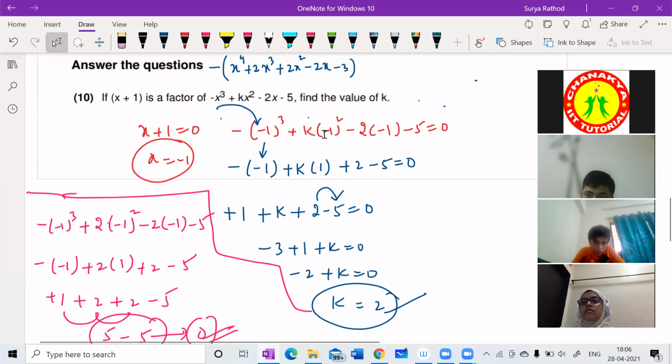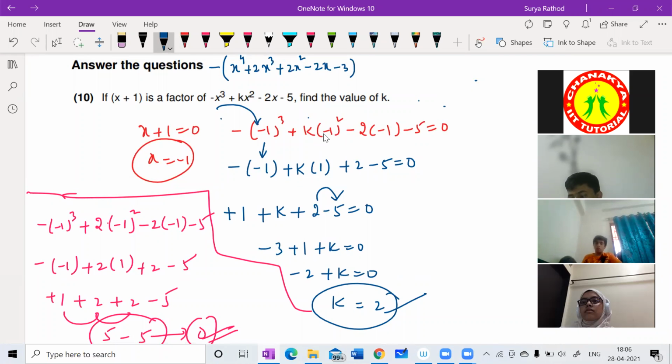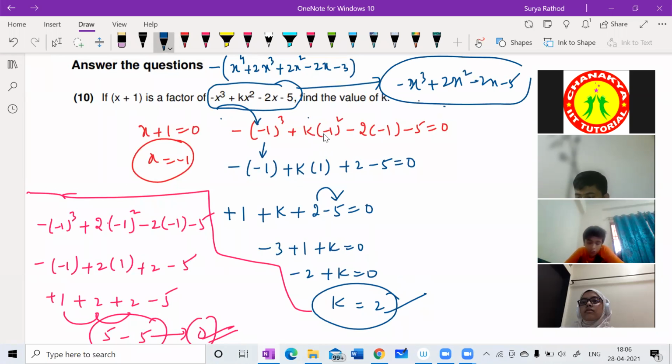We'll try to find that out. After finding out, let's check whether it's possible or not. After finding the k value, I have substituted it over here. What I got: x cube plus 2x square minus 2x minus 5. Now I got this expression.